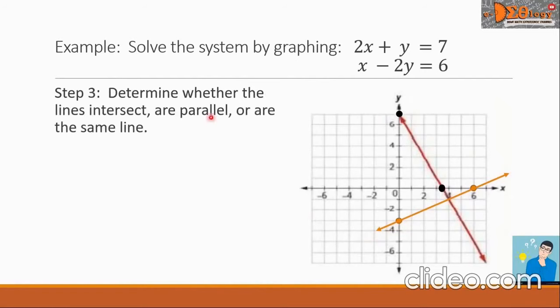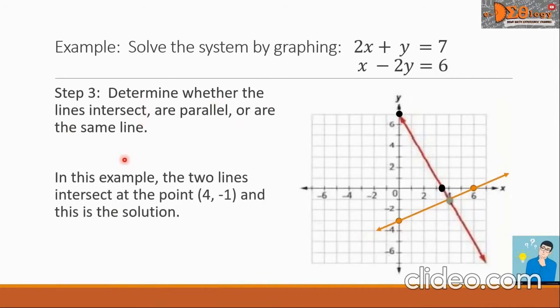So step 3, determine whether the lines intersect, are parallel, or are the same line. In this example, the 2 lines intersect at the point 4, -1, and this is the solution. Can you see here? That is the point of intersection, which is 4, -1. And this is our final answer.